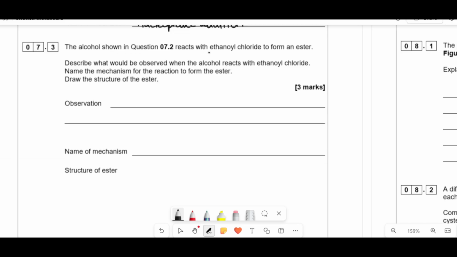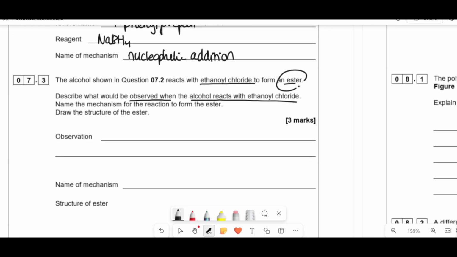The alcohol shown in this question reacts with ethanoyl chloride to form an ester. Describe what would be observed when the alcohol reacts readily with this, name the mechanism for the reaction that forms the ester, and then draw the structure of it. First of all, we're reacting ethanoyl chloride with an alcohol. You're going to make the ester, but you're going to boot off an HCl. HCl produces misty fumes.